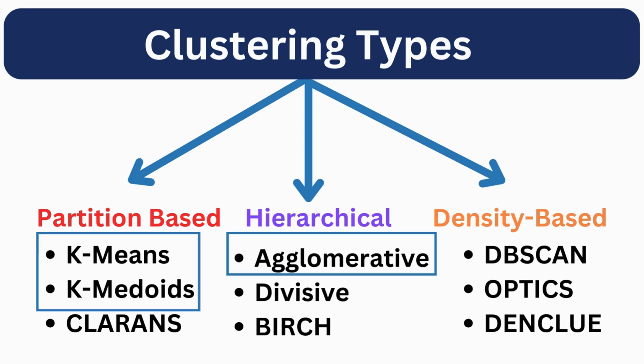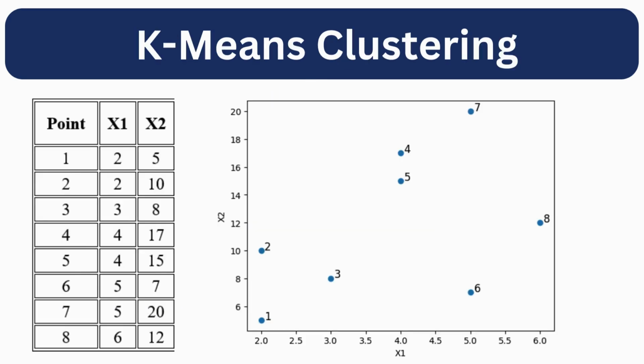In this course, we will explore three techniques: K-means, K-Medoids, and agglomerative clustering. Let's explore K-means clustering as a prime example. K-means works by iteratively assigning data points to the nearest cluster centroids and then recalculating the centroids.